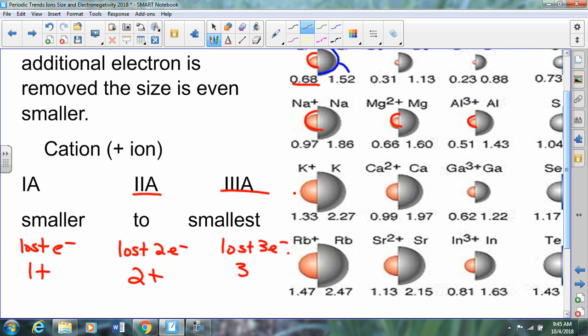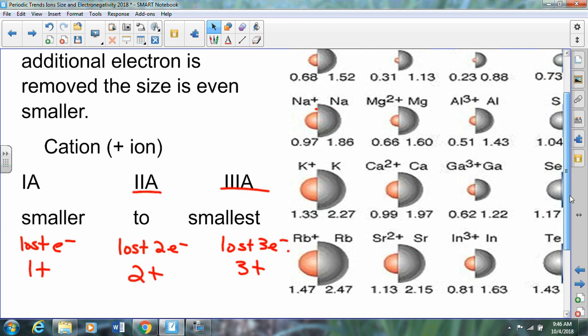You will notice this time that the size going across looks quite different. You'll notice the 1 plus of potassium is larger than the 2 plus of calcium and the 3 plus of gallium. And what's occurring there is literally more electrons are lost. So there's an unequal balance of protons to electrons, and it pulls in more.